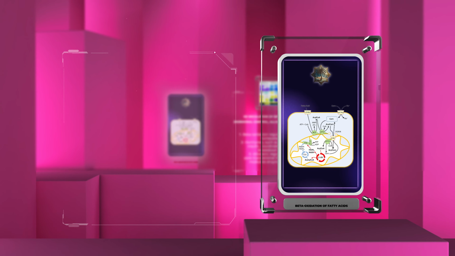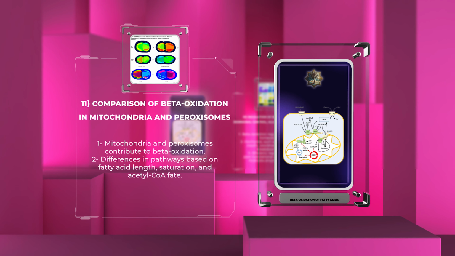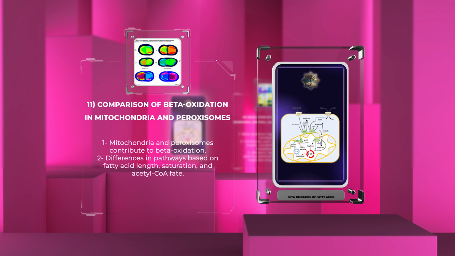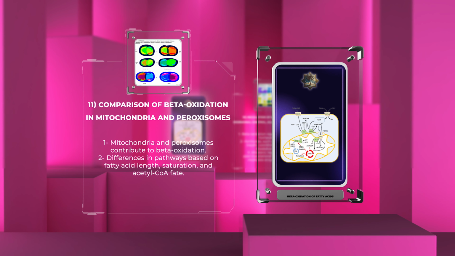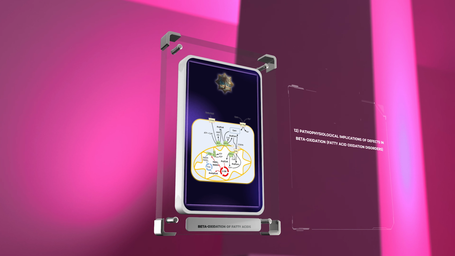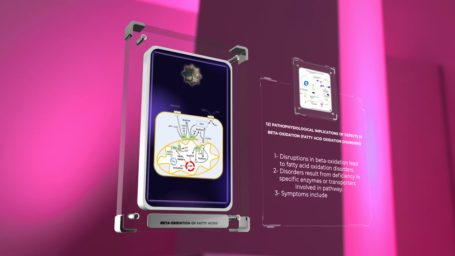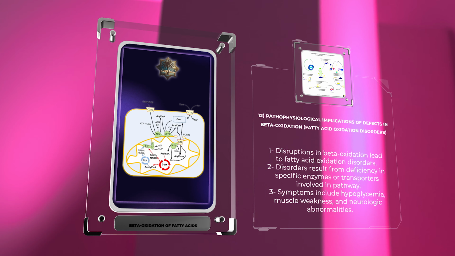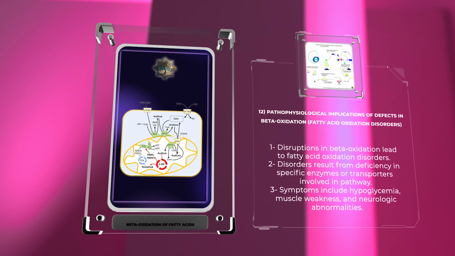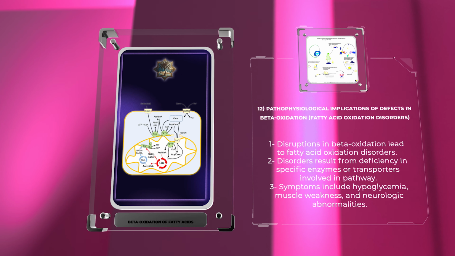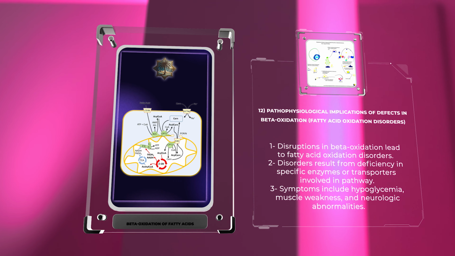Although both mitochondria and peroxisomes contribute to beta oxidation, there are distinct differences between their respective pathways. The length and saturation of fatty acids, as well as the fate of the generated acetyl-CoA, dictate the specific organelle responsible for their breakdown. Disruptions in beta oxidation can lead to fatty acid oxidation disorders. These inherited metabolic conditions result from a deficiency in specific enzymes or transporters involved in this pathway and can manifest with severe symptoms, including hypoglycemia, muscle weakness, and neurologic abnormalities.